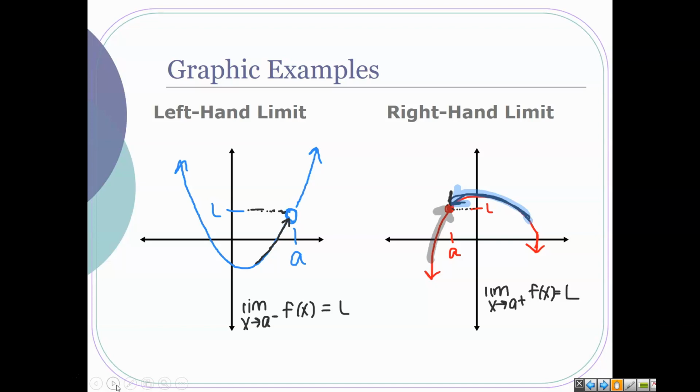Good point. Actually point to what you're saying to me, but don't actually touch because the board will move.